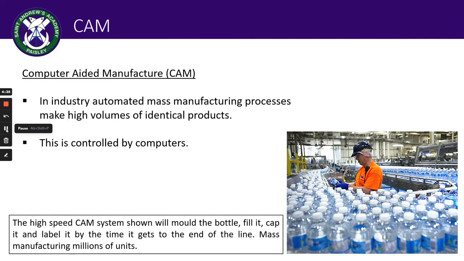So in industry, the automated mass manufacturing process is referred to as CAM, Computer Aided Manufacture. And this is where the whole production line is controlled by computers. You can see in the image, this is a bottled water production line. And this is a high-speed CAM system that includes everything: the moulding of the bottle, filling it, capping it, adding the label. And the person you can see in the image there is there to carry out quality assurance checks.